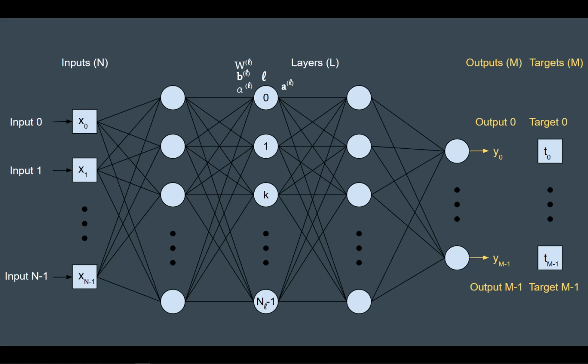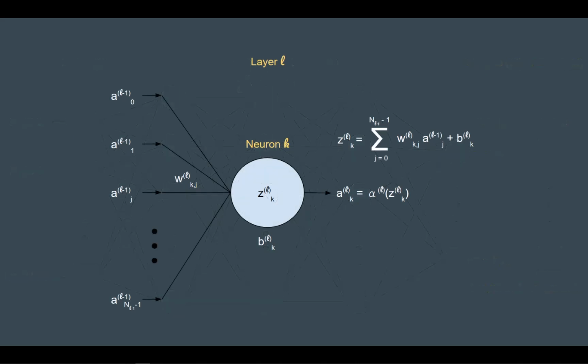This is an arbitrary neuron K in layer L. The inputs to the neuron in this layer are the outputs of the previous layer or the inputs to the neural network. Each input has a corresponding weight labeled W superscript L sub K, comma J. Each neuron also has a bias value labeled B superscript L sub K.